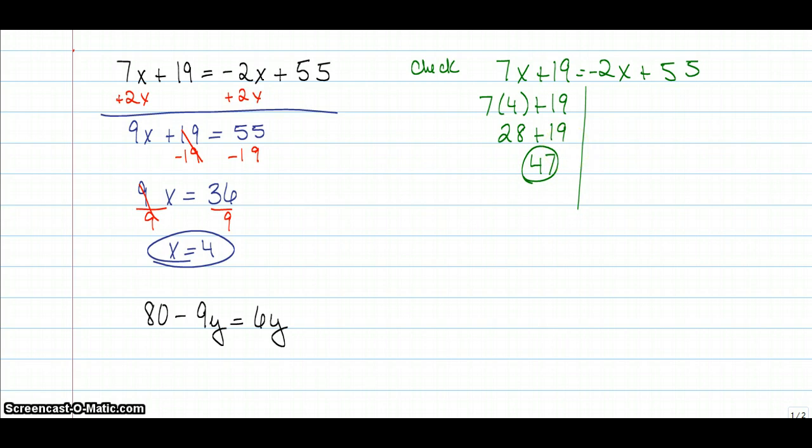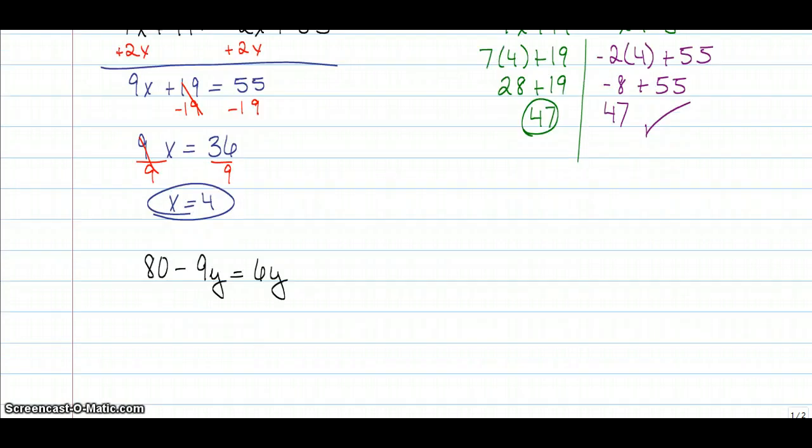Now on the other side, I have negative 2 times 4 plus 55. Negative 2 times 4 gives me negative 8. Negative 8 plus 55, signs are different, I have a negative and a positive. I'm going to subtract the small number from the large number and keep the sign of the large. So 55 minus 8 is going to give me 47. So my answer checks out. So my solution is x equals 4.